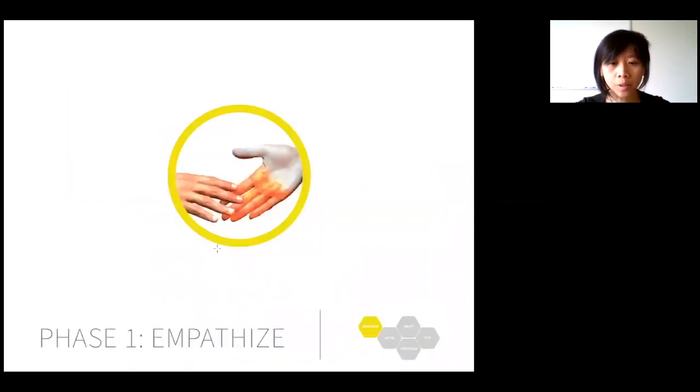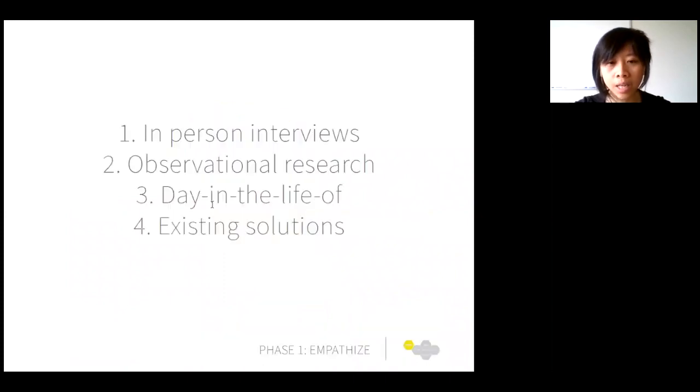So now to go through the 5 phases in more detail, the first one is to empathize. And as you can see illustrated in this picture, this is the customer, and then this is you. And as you start to really interact with the customer, you become more and more like the customer. You really understand the needs of the customer, and that's what we really want. So what does that really look like? Well, there are 4 different parts that I want to highlight.